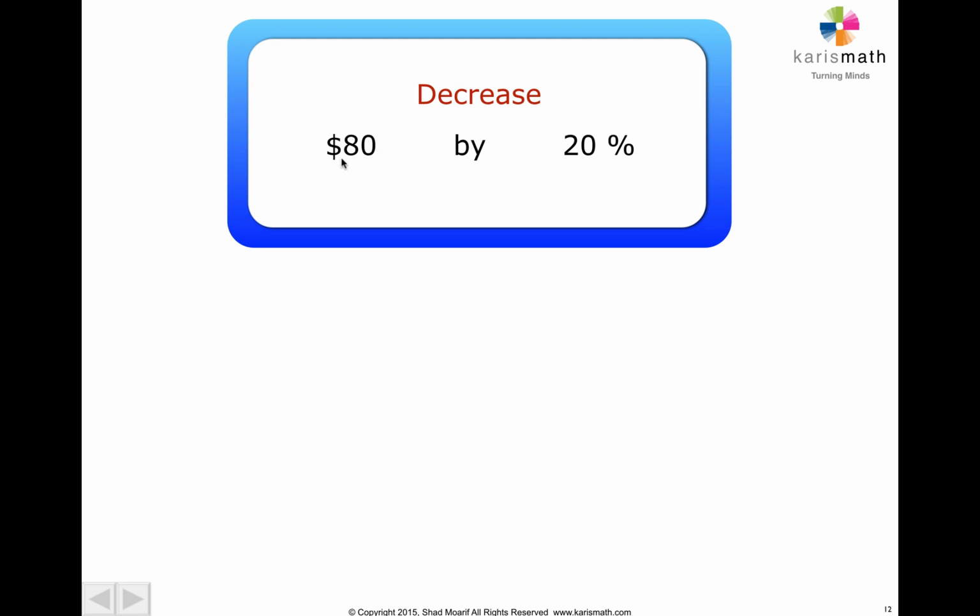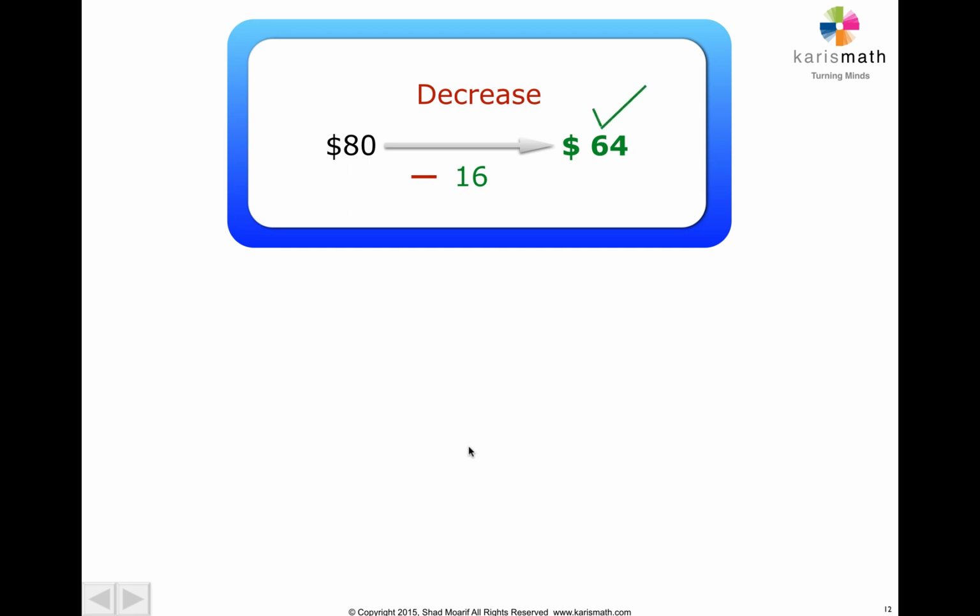So let's think about the decrease in the same way. If you decrease $80 by 20%, what will you do? That's right, you'll take 20% of 80, we did that. And 20% of 80 is, as we saw, $16. But this time you're going to decrease it. So 80 minus 16, and you get the answer $64.